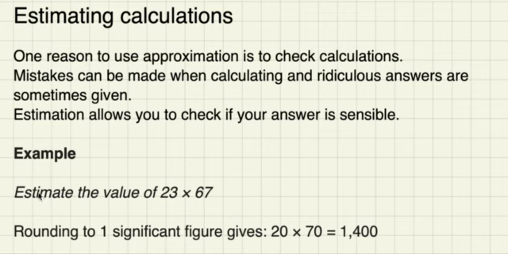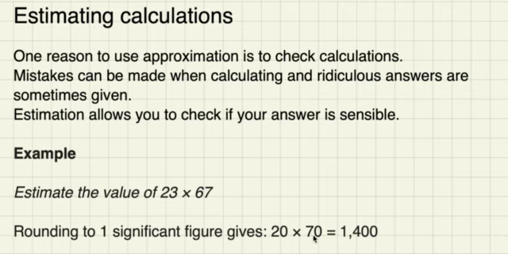So an example is to estimate the value of 23 times 67. Now, when it says estimate, it's not asking you to actually work out the exact value of this, but to give an estimate for it. So the first thing you need to do is to round these figures to one significant place. So 23 becomes 20 and 67 becomes 70.